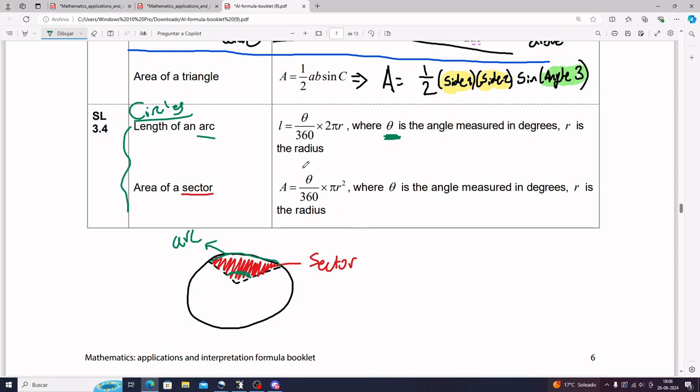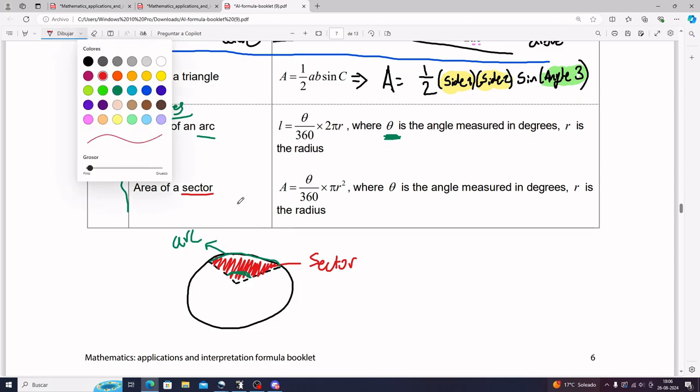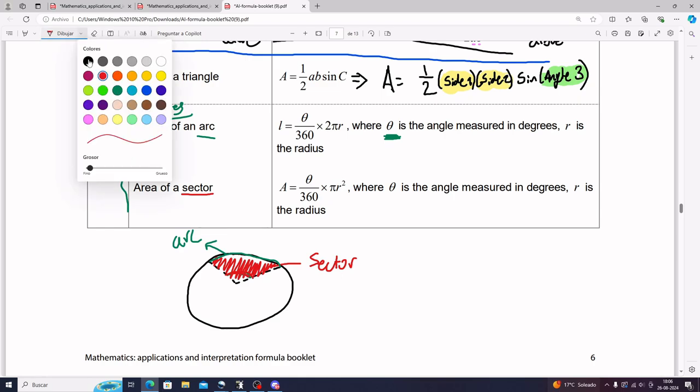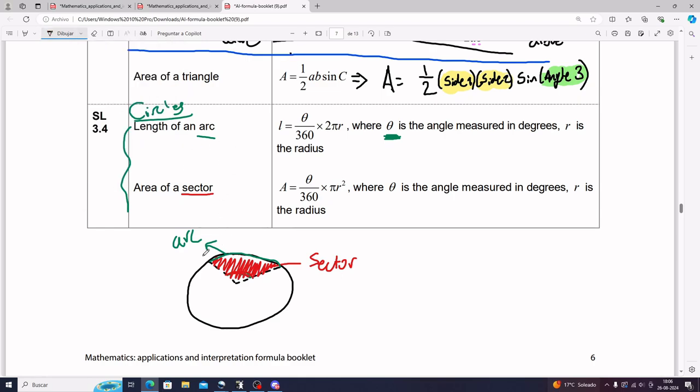And same for the sector. I mean, if you're going for this sector and putting in red, then you need this angle here. You need the same angle, okay? Here's the thing. For the length of an arc, you need the sides that compose that arc. And for area of sector, you need the sides that compose that sector. I mean, the angle in between those lines, etc. See? Makes sense.